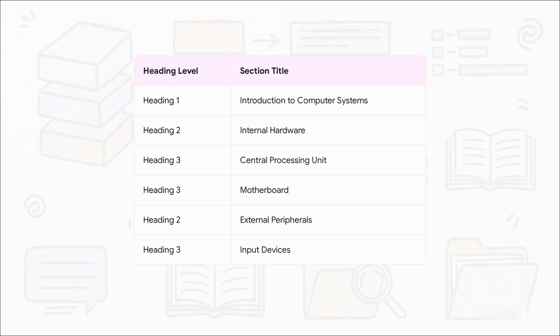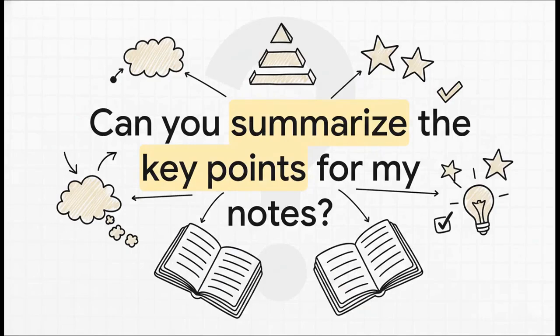And the rooms on that floor? CPU and motherboard, both are heading 3s. See how they're nested inside? Then we go back up to the floor level for our next main section, external peripherals, which is another heading 2. It's logical, it's clean, and it's so easy to follow. Right? This example makes it all feel wonderfully clear.